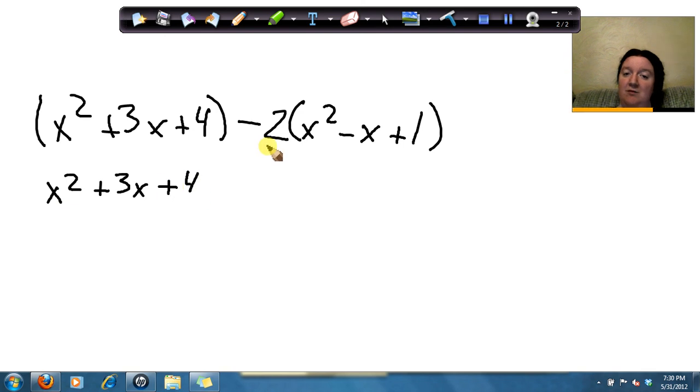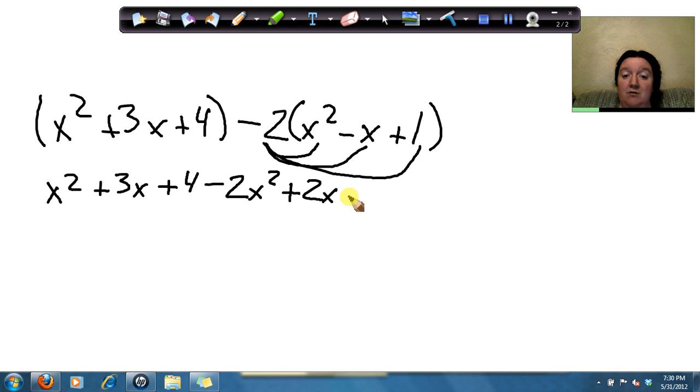Now here again we have to distribute the negative 2 to everything inside the parentheses. So a negative 2 times x squared is going to give us negative 2x squared. We take the negative 2 times the negative x, we're going to get a positive 2x. When we take a negative 2 times a positive 1, we're going to get minus 2.